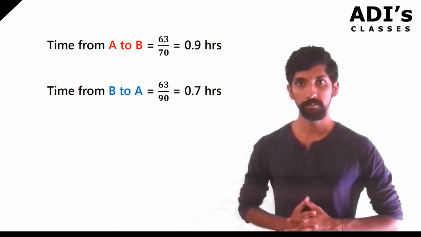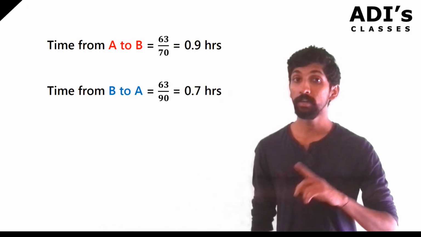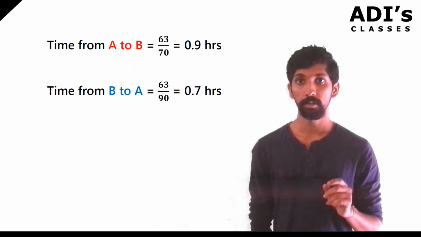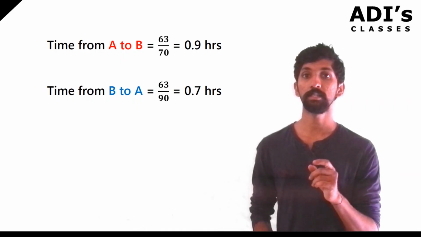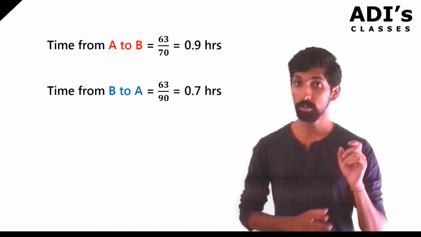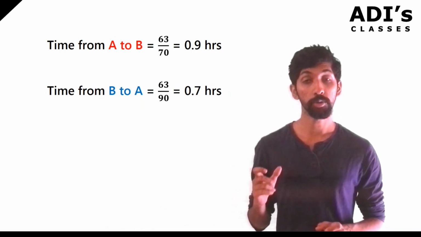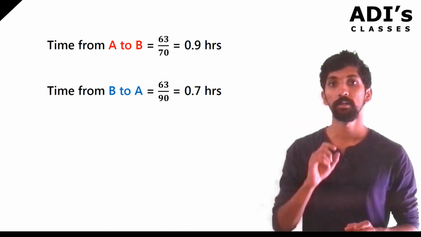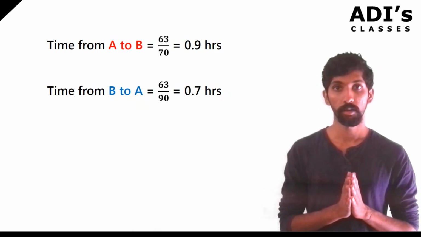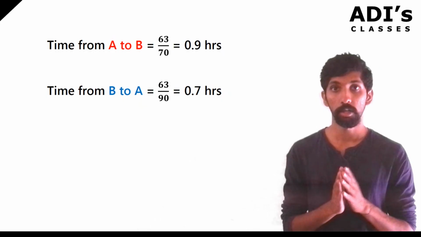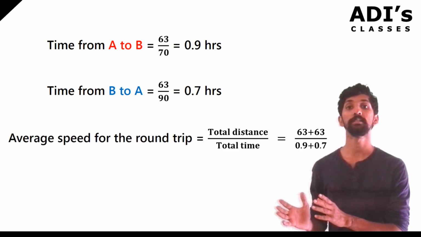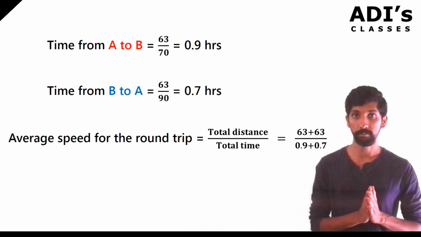So we know the time. We know what is the speed. Now they are asking you the average speed for the round trip. Now remember, for round trip, the total distance will be 63 plus 63. Correct? So that is the total distance. Now when we talk about total time taken, it is 0.9 plus 0.7. Correct? So the average speed, what was the formula? It was total distance divided by total time.